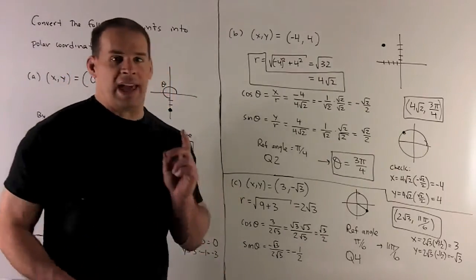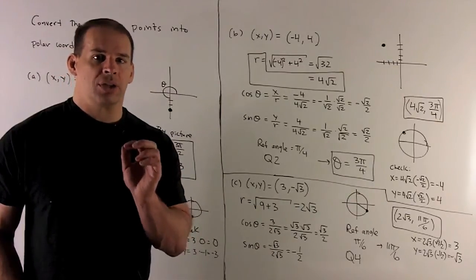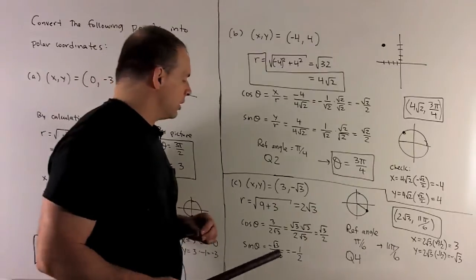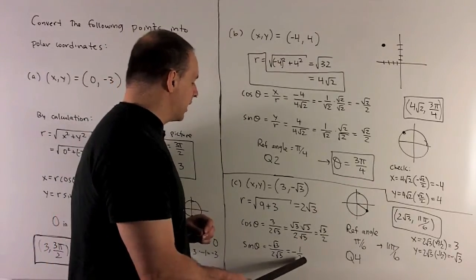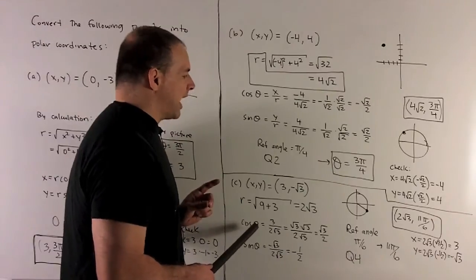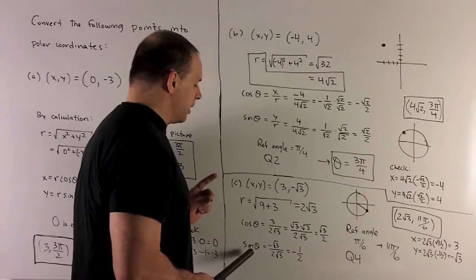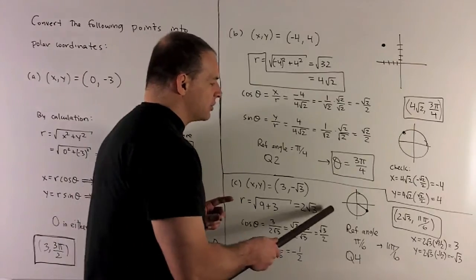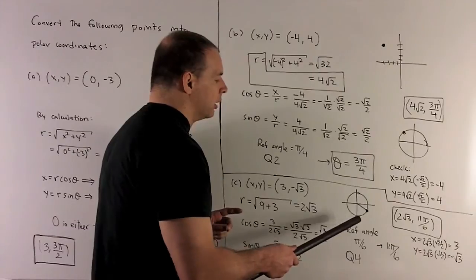So we want to get the angle, so I'll need the reference angle and the quadrant. The quadrant's going to be easier, so we'll do that first. We're going to have a positive cosine and a negative sine. Cosine's the x value, so it's going to be over here. Sine is the y value, that's negative, so that's down here. So that means we're in quadrant 4.